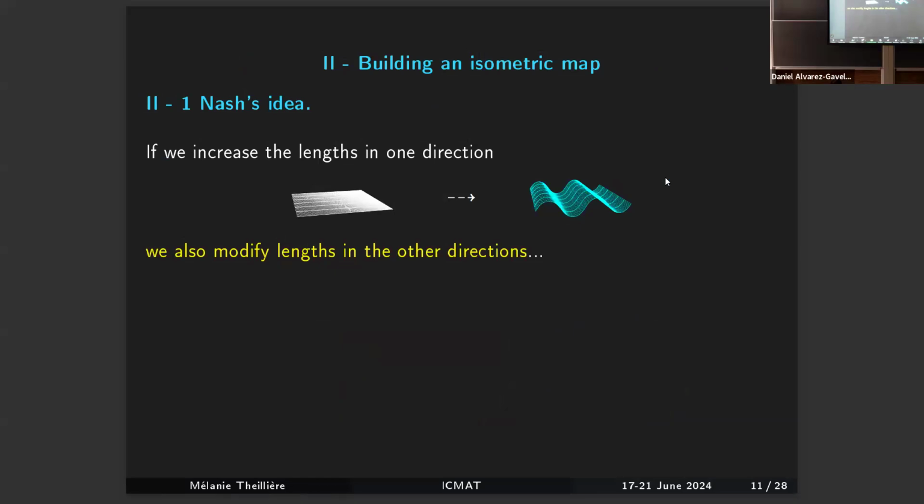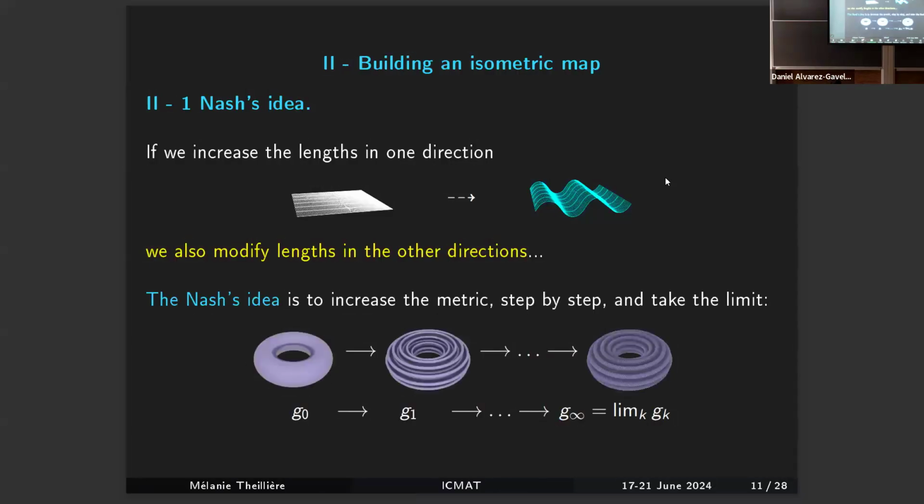So if the historical part is fine, now we'll see the idea to build such an isometric embedding. So the idea is the following. If we increase length in one direction, using corrugation, for example, we also modify length in the other direction. So we increase length in one direction, we have an error, we increase length in the other direction, but we also perturb the first step. So we have to do it again. We can't reach the target geometry directly because we have an error in the form of a big O of 1 over n, as we saw in the previous talk.